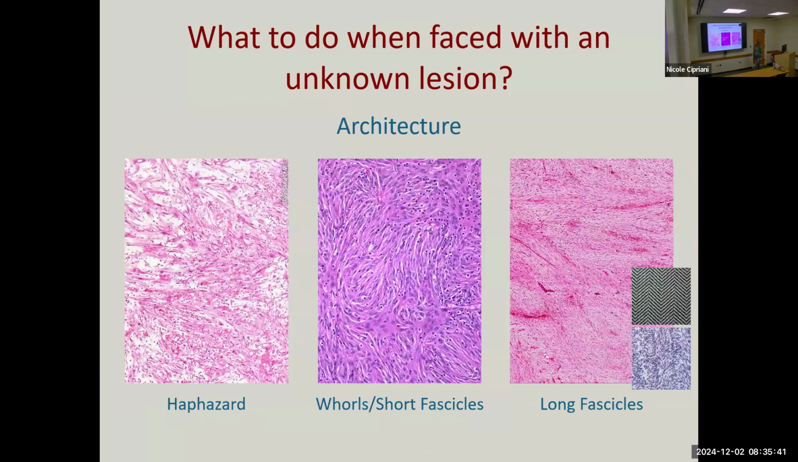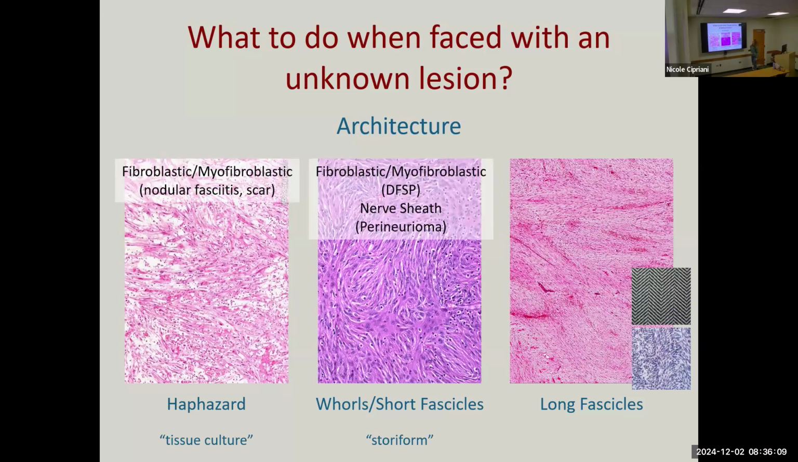All right, overall architecture. I know we went from nucleus back out, but that's fine. Usually we go from low power to high. This morning we're going from high power to low. Okay. Architecture: haphazard, tissue culture-like. Again, this is fibroblast, myofibroblast, kind of non-specific pattern. We can have these whorls and short fascicles that are intersecting, sometimes called storiform. This might imply something like a fibroblastic thing, like a DFSP or a dermatofibroma or a perineurioma.